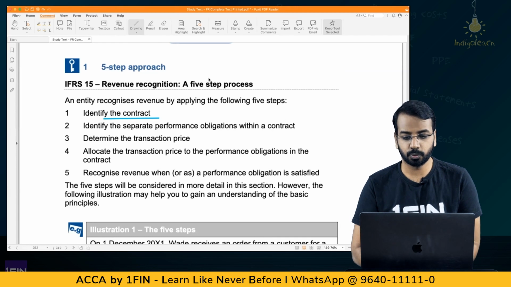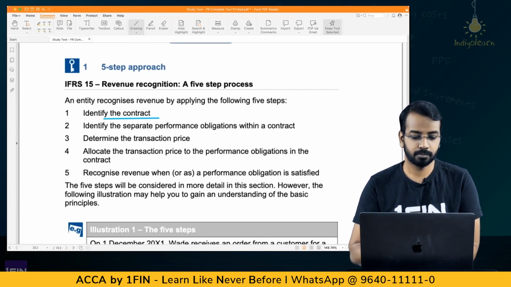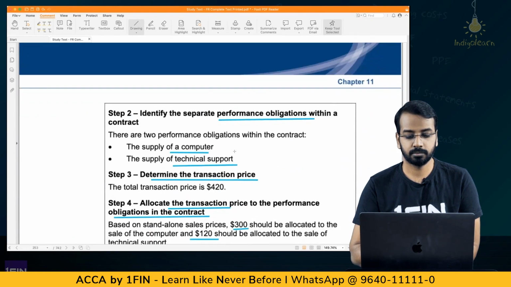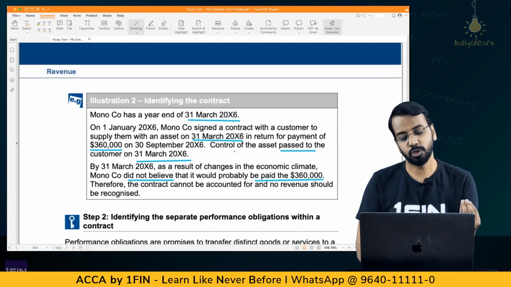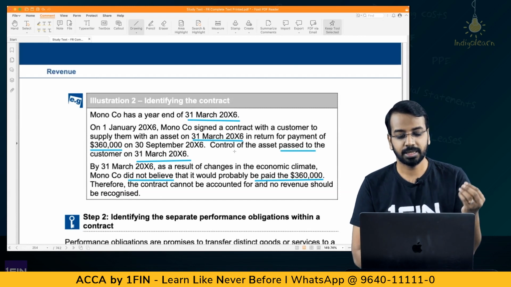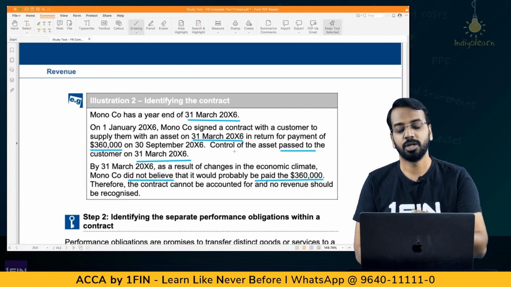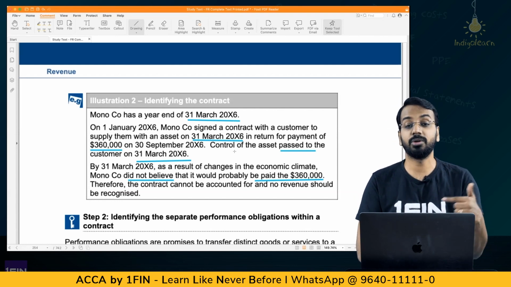So here in illustration 2, what we saw, the asset is sold, sir, correct, and they've not recognized the revenue. Correct. How would the accounting treatment be done, sir? So what will happen is, for example, here they are supplying an asset. The asset has gone out. You may create a receivable, but you will not recognize revenue.